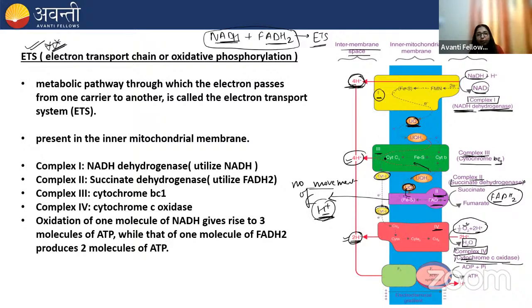Okay. Now this proton gradient has been established. Matrix has low concentration of proton, and intermembrane space has high concentration of proton. Okay, proton gradient has been established. And this proton gradient is very important for the synthesis of ATP.